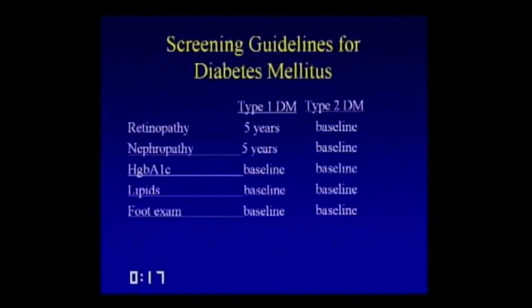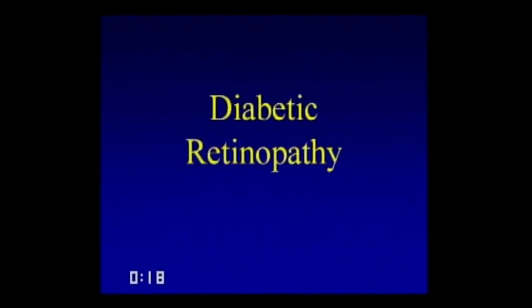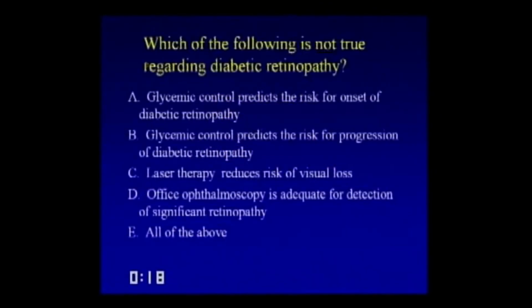So if we're going to screen, I've already talked about the fact that we should screen at baseline for all of the complications in type 2 diabetes. This is affirming what we asked with regard to the questions. Let's talk a little bit about diabetic retinopathy. It has been known since the results of the DCCT came out. Maybe I should ask the question first.